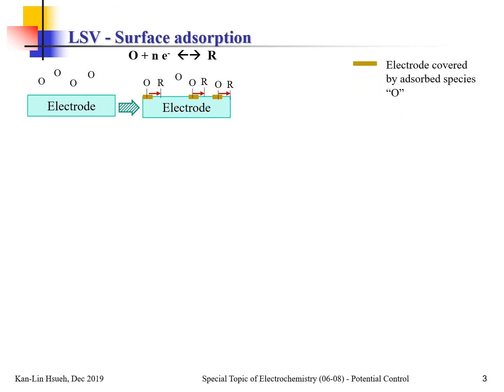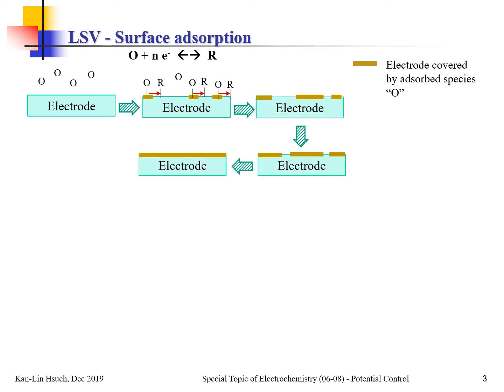The brown line means the electrode covered by adsorbed species here. So when you keep scanning the electric potential, the surface becomes covered by the adsorbed oxide. Eventually, the entire surface will be covered by the adsorbed species. At the beginning, the adsorbed species does not cover the electrode surface, so we say the surface coverage, gamma O, is equal to 0. When the electrode surface is completely covered by the adsorbed species, gamma O is equal to 1. Gamma is the surface coverage of the O species.